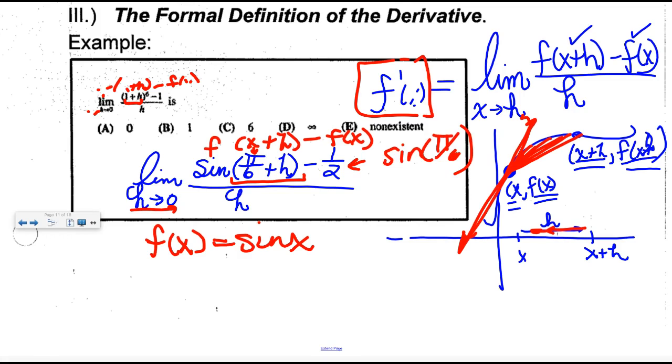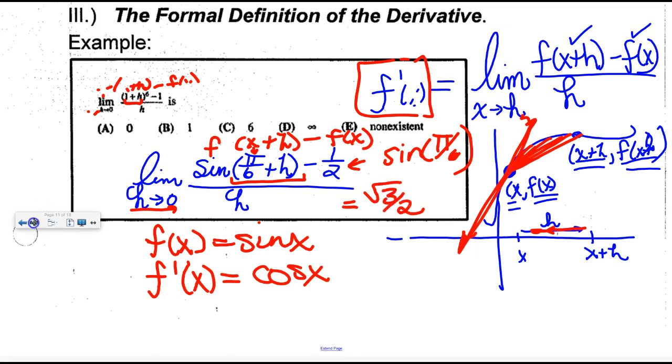So this is the formal definition of the derivative of the sine function. Well, the derivative of sine is cosine. And I'm doing this at pi over 6. So the answer to this would be cosine of pi over 6, root 3 over 2.